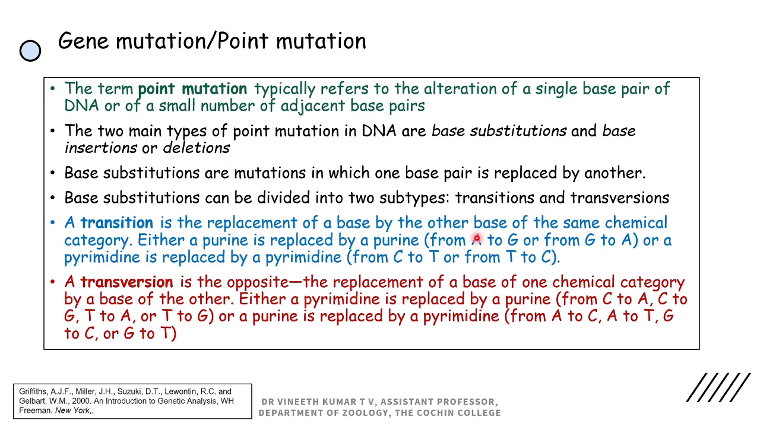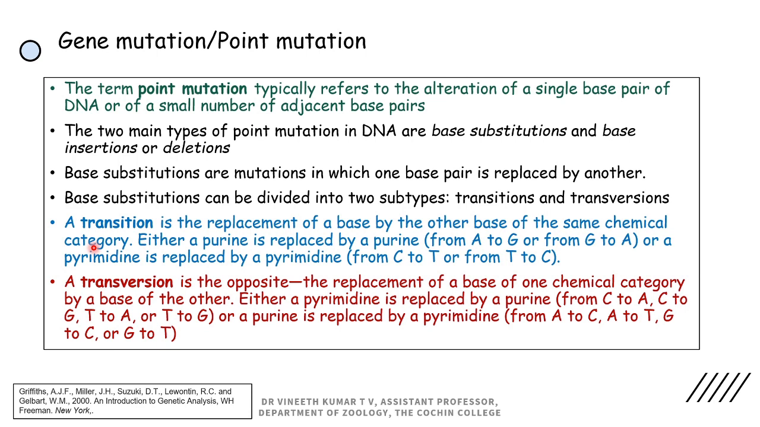If a purine is replaced by a purine, that is a replacement of a base by another one of the same chemical category. We only have two chemical types of nitrogen bases. One type is purine and the other one is pyrimidine. The two purines are adenine and guanine, and the two pyrimidines are cytosine and thymine.